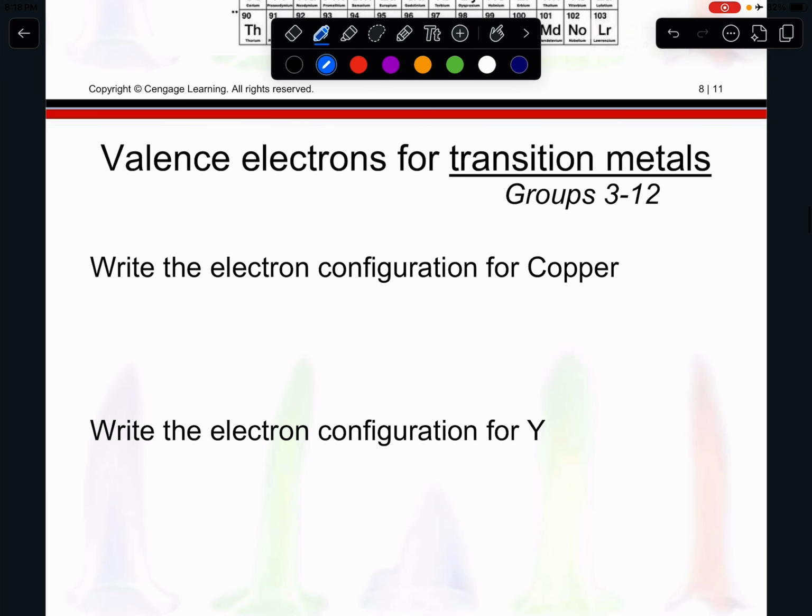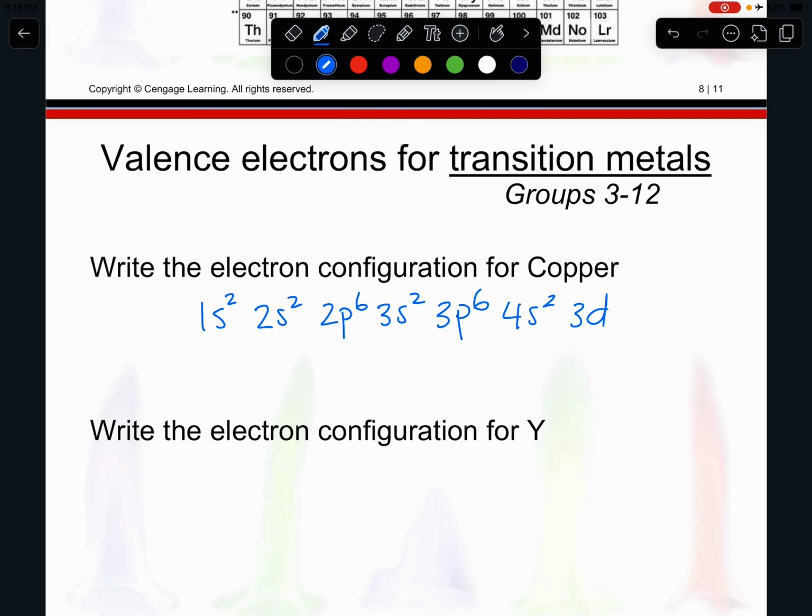Now let's talk about why this doesn't work for the center section, the transition metals, group 3 through 12. To do that, let's write the electron configuration quickly for copper, and then we will see why the trick doesn't work. So 1s2, 2s2, 2p6, 3s2, and copper has 3d9.